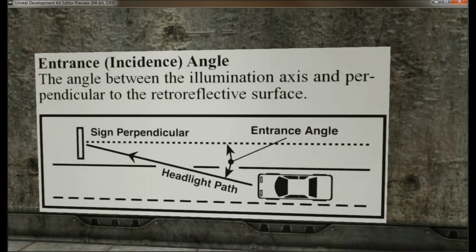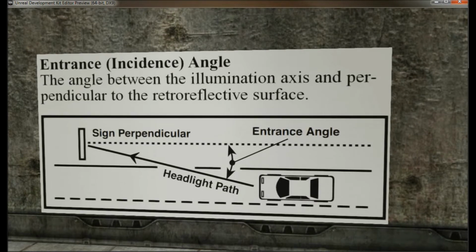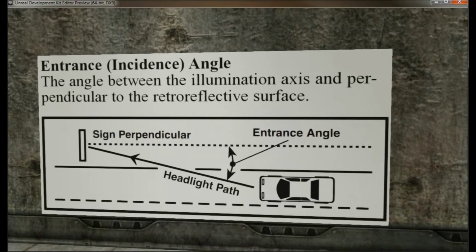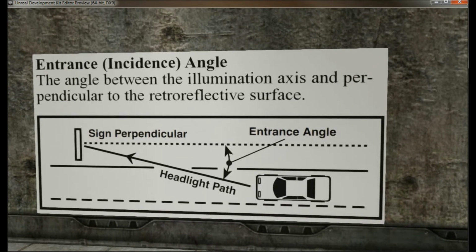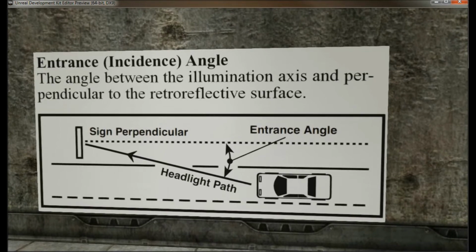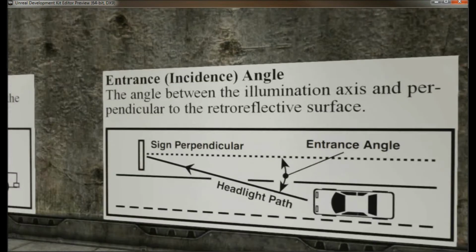The other angle is the entrance angle. And this angle is simply the angle at which your headlights strike the surface of the sign. The reason this angle is here is because it's really not important to be lighting up signs that aren't facing you. So what that entrance angle does is it basically filters out signs that aren't really facing the driver to prevent any confusing or problematic messages.